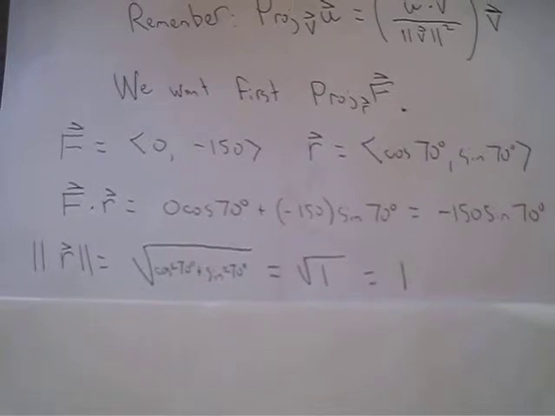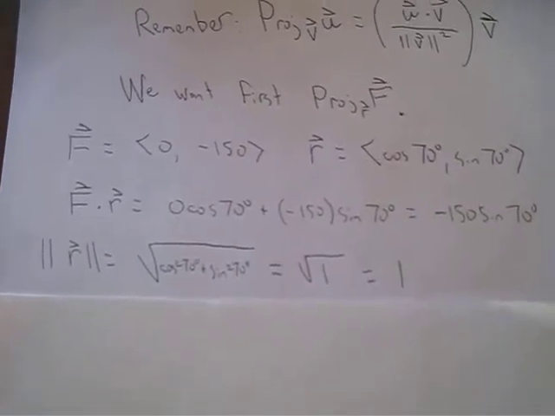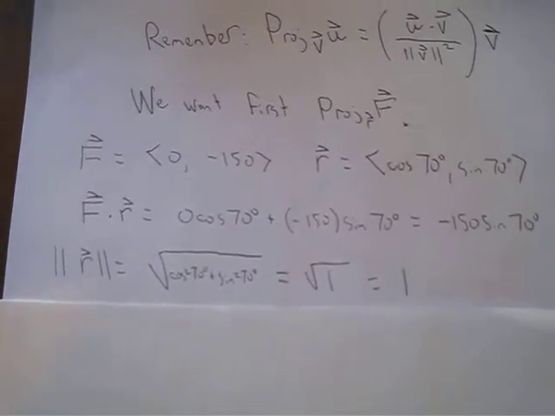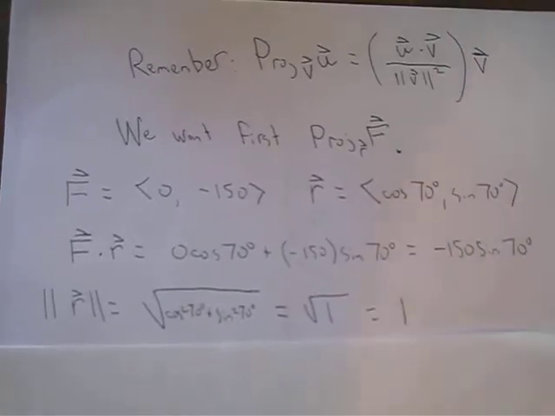It ends up being the square root of cosine squared of 70 plus sine squared of 70, which, as you remember, cosine squared x plus sine squared x equals 1. The square root of 1 is 1. And as you can see, R is indeed a unit vector.